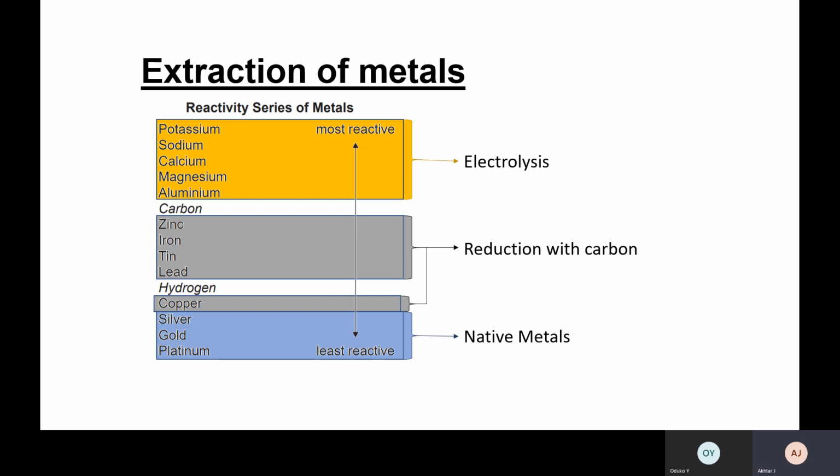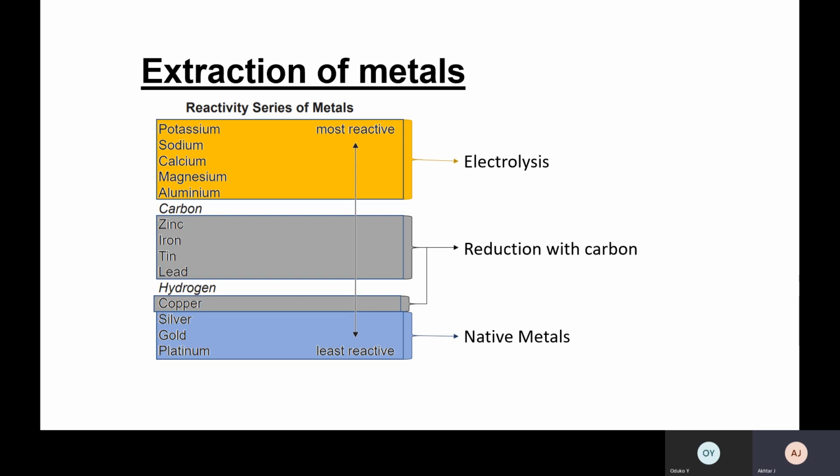Right, so we've seen this before. We've got our reactivity series of metals, most reactive to least reactive. Now, most of these metals need to be purified before we can make use of them. There are, however, metals here that are so unreactive that when they are dug up or mined up, they are found in their native state. Those metals are silver, gold, and platinum.